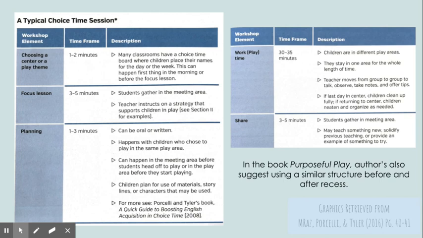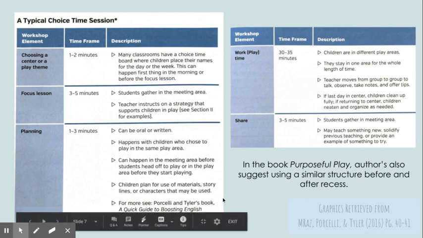But the general idea is that the children choose a play theme. The teacher teaches a brief lesson in the meeting area. The kids get 3 minutes to plan. This can be oral or written. It happens with the children who choose to play in the same area. So whoever wants to play in blocks is going to plan with the kids who want to play in blocks as well. They're going to plan together. It can happen in the meeting area before they go off, or it can happen in their station. Children plan for the use of the materials, storylines, or characters they want to use.